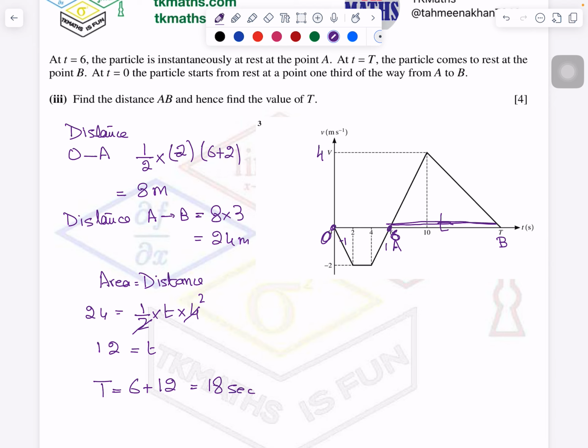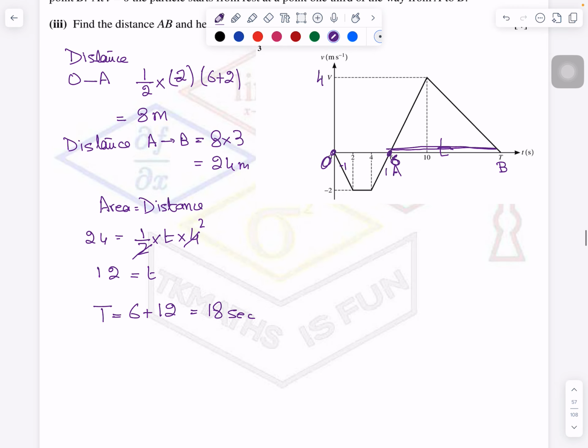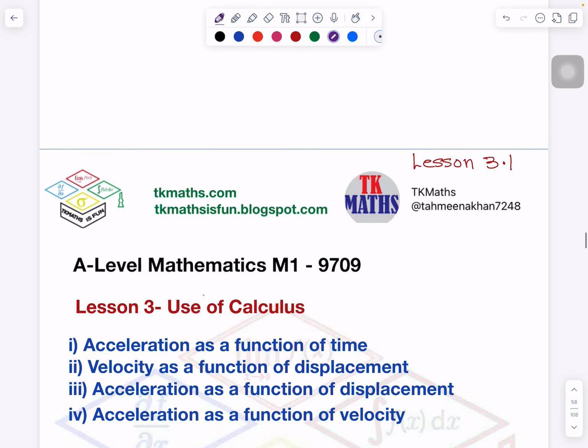Right? So this is how you have calculated your value of T. So I hope you understood. With this, the question will end, and in the next video we will continue with the use of calculus, which is lesson 3.